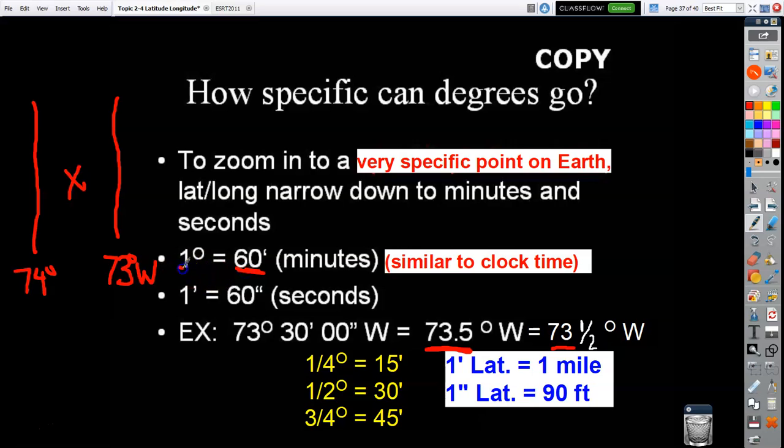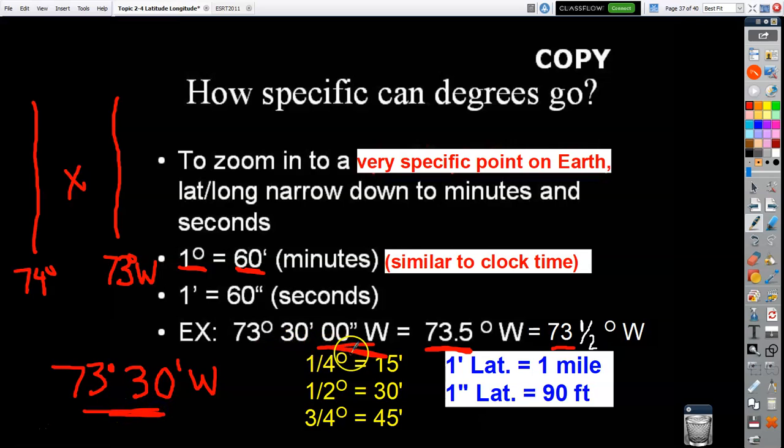60 minutes equals a degree. So because I'm halfway between 73 and 74, I'm going to write 73 degrees, and I think of a half an hour, right? 60 minutes is an hour. In this case, we're using degrees, same thing. So it's going to be 73 degrees and 30 minutes west, thinking of half a degree. Do you have to write the 00 for seconds? Not necessarily. You could just write it in this way.